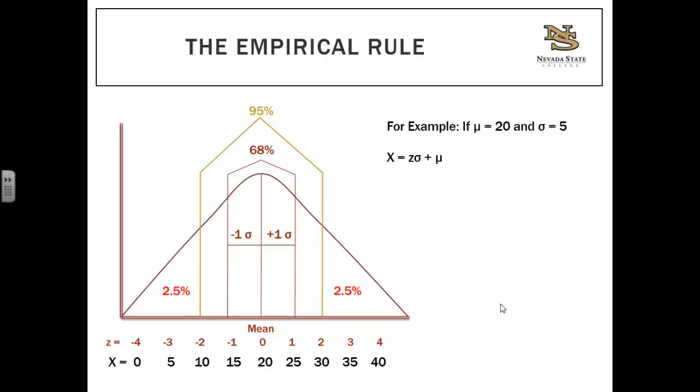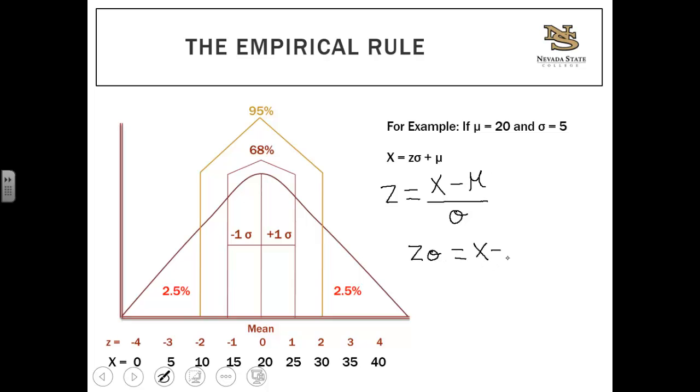Remember, the formula for finding z is z equals x minus mu over sigma, or the score minus the mean divided by the standard deviation. You can reverse engineer this formula to find x based on z, the standard deviation and mu. You can multiply both sides by the standard deviation and end up with z times standard deviation equals x minus mu. Then you can add the mu to both sides. You end up with z times standard deviation plus mu equals x. So that's how I derived that formula.